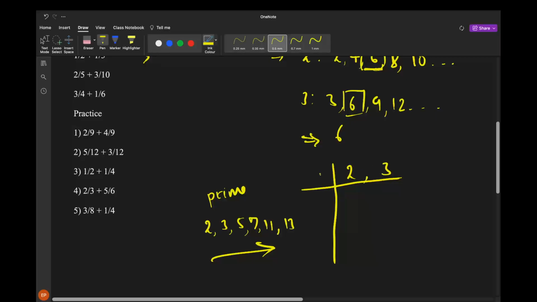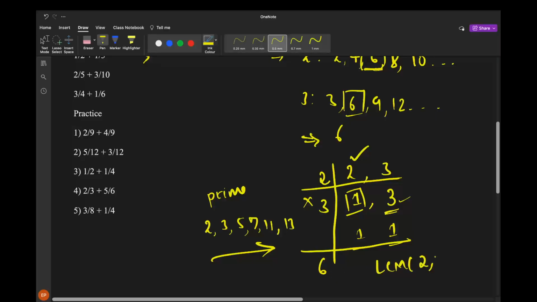Here we can divide by 2. So 2 1s are 2. Can we divide 3? No, right? So continue the same number. So we have got 1 as the answer for 2, so we are done with 2. We are left with 3. So take 3. 3 1s are 3. Means we are done with 3 also. So both the numbers have 1 as the answer, right? Now we are done with LCM. Just multiply these two numbers. 2 3s are 6. So LCM of 2 comma 3 gives 6.